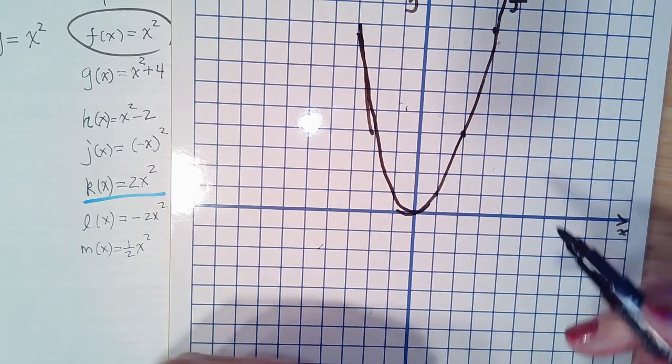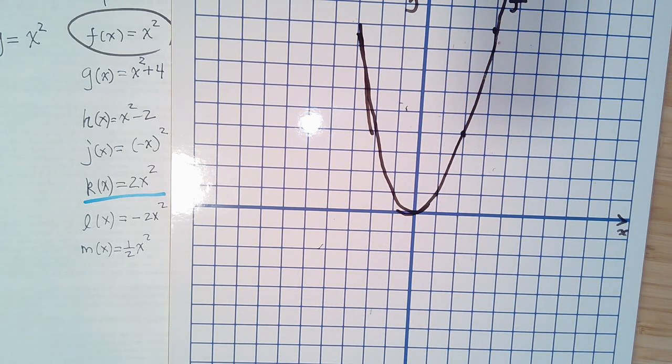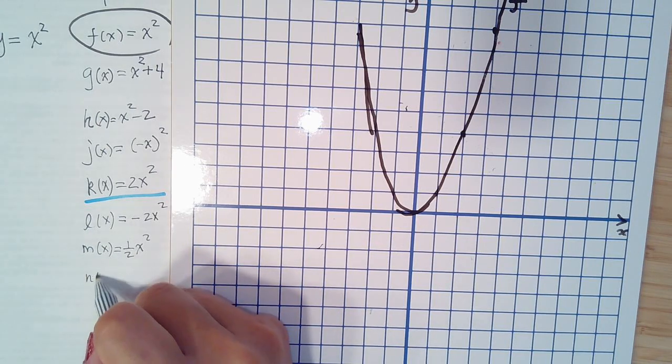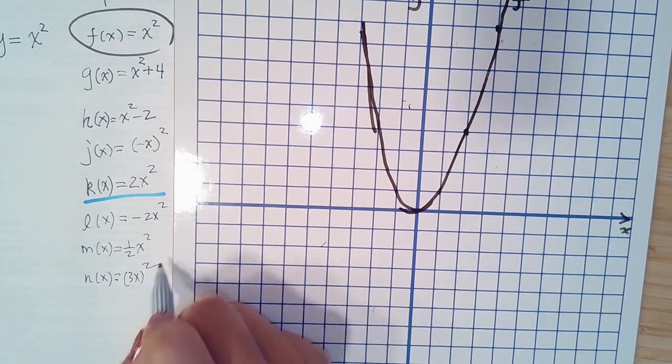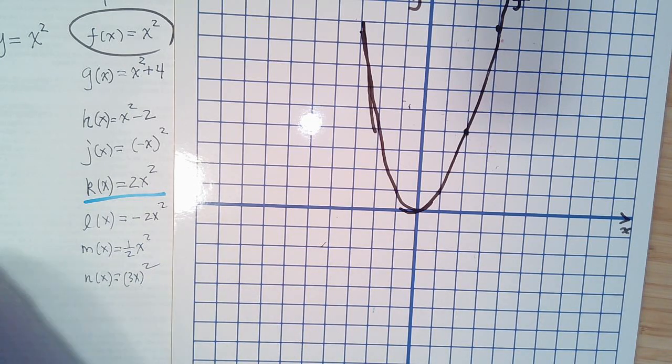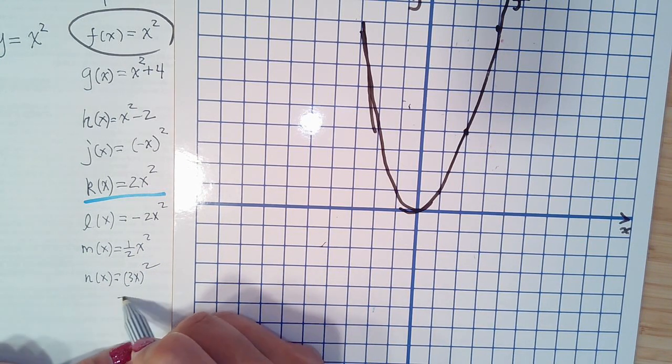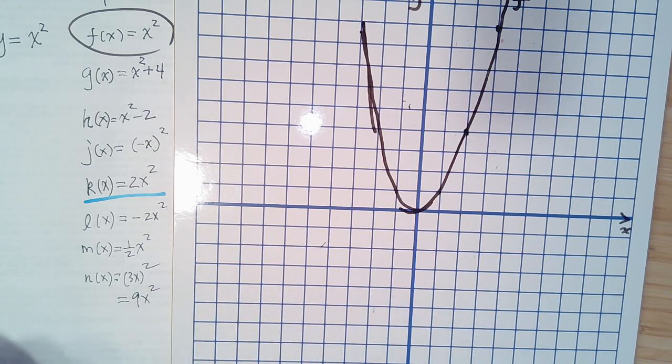Okay, so that's my f. It's my original function. I already did m. I'm going to give you n. N of x equals 3x squared. There are 2 ways to do it. One way is you make it to be 9x squared. Can you do that? Yeah, 3x squared, which is 9x squared.